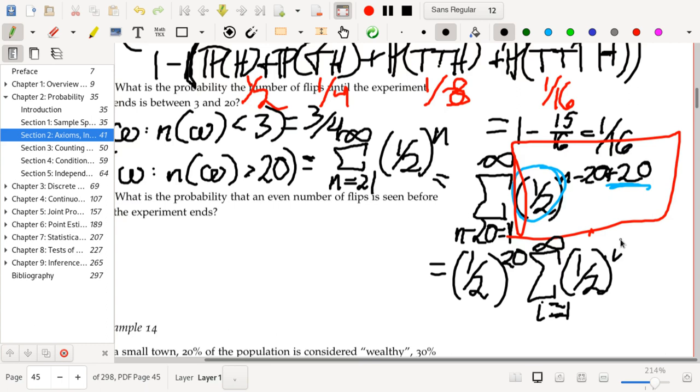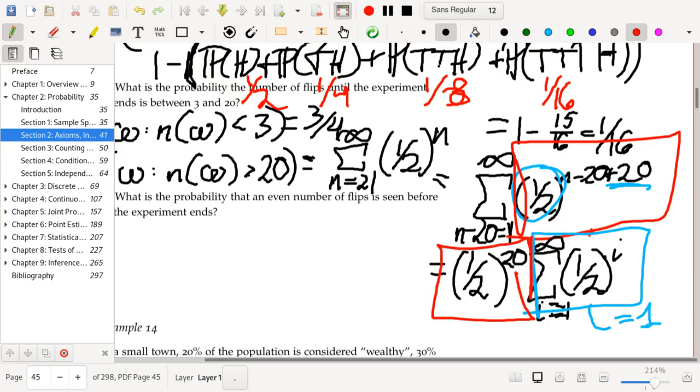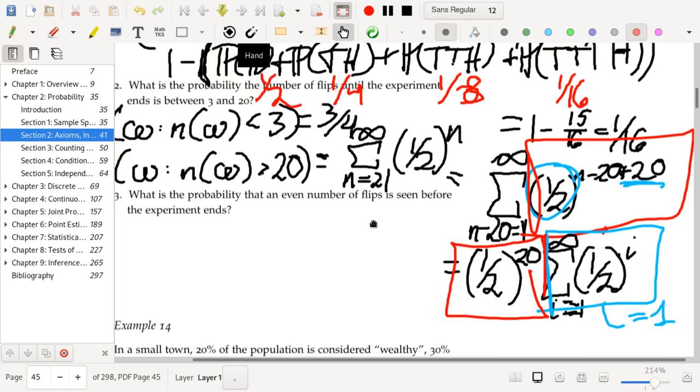So actually, this part right here is pretty much a probability model. This is summing over the sample space. So this blue part is equal to 1. So that means that this probability is equal to 1/2 to the power 20. Think about that. Once again, going back to this probability, the probability of getting a string of at least 20 means that you must have flipped at least 20 tails. And I've computed effectively the probability of getting 20 tails in a row.